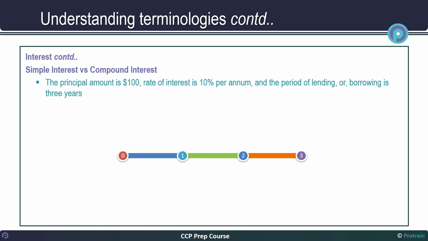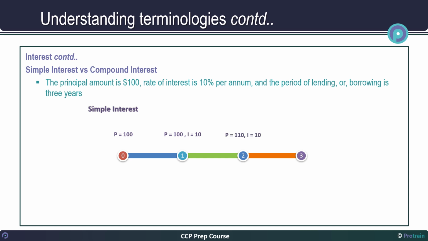Now, at first let us work on simple interest. At year 0, or at the beginning of year 1, we have $100 as principal amount. Now let's go to the end of year 1. Here we will have principal of $100 and we will also earn interest of $10. Simple to understand, no complex mathematics, 10% of $100 shall be $10.